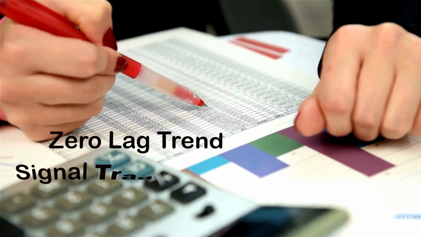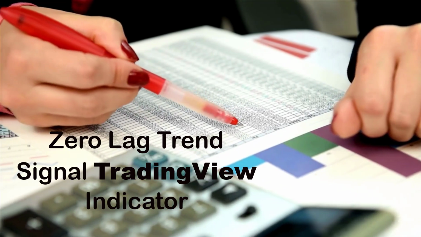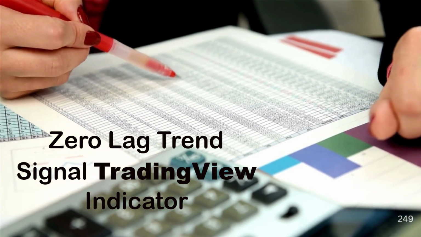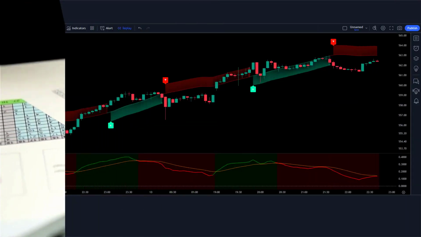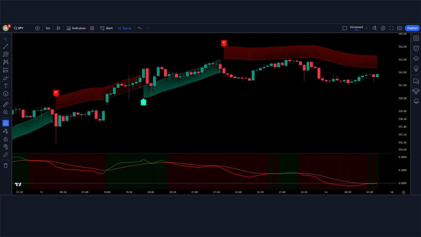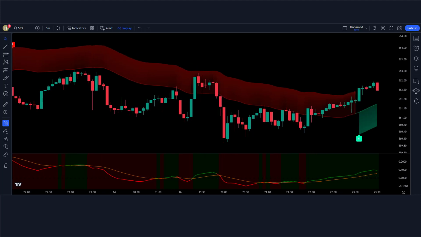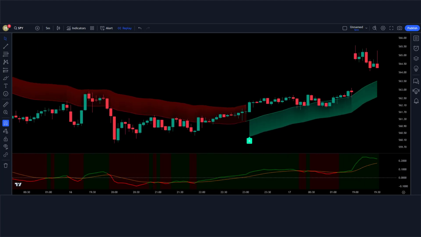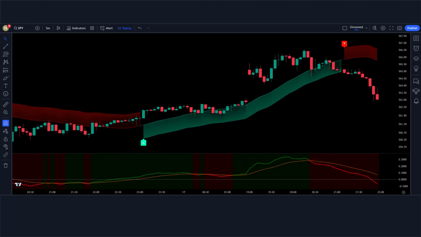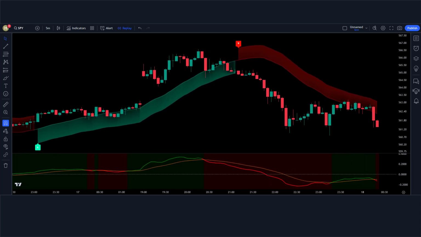Hello everyone. In this video, we'll dive into the zero-lag trend signal TradingView indicator that helps you identify profitable trades with precision. This powerful indicator eliminates lag, allowing you to stay ahead of the market and make informed decisions. Learn how to use this game-changing tool to improve your trading strategy and maximize your profits.